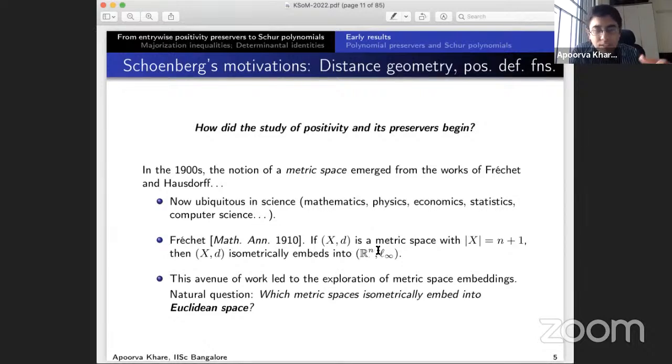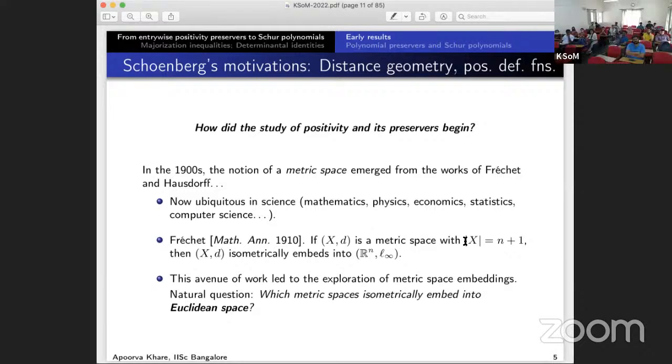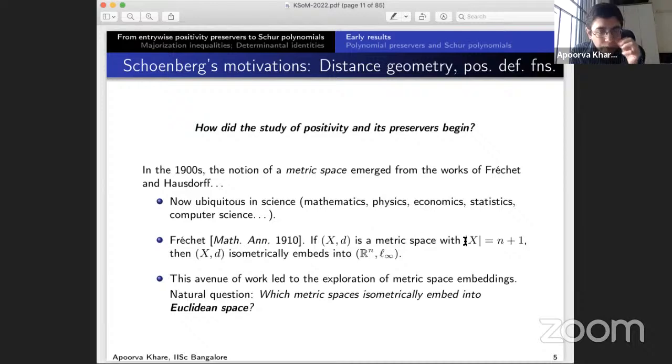And since then, one has improved this. Witsenhausen helped improve this to R^(n-1) for, I think, n bigger than or equal to 2 or something like that. But anyway, Frechet showed that every finite space embeds into the sup norm metric. And then, of course, in the early 1900s, it was natural to ask which metric spaces embed into Euclidean space, into the real world, if you will.